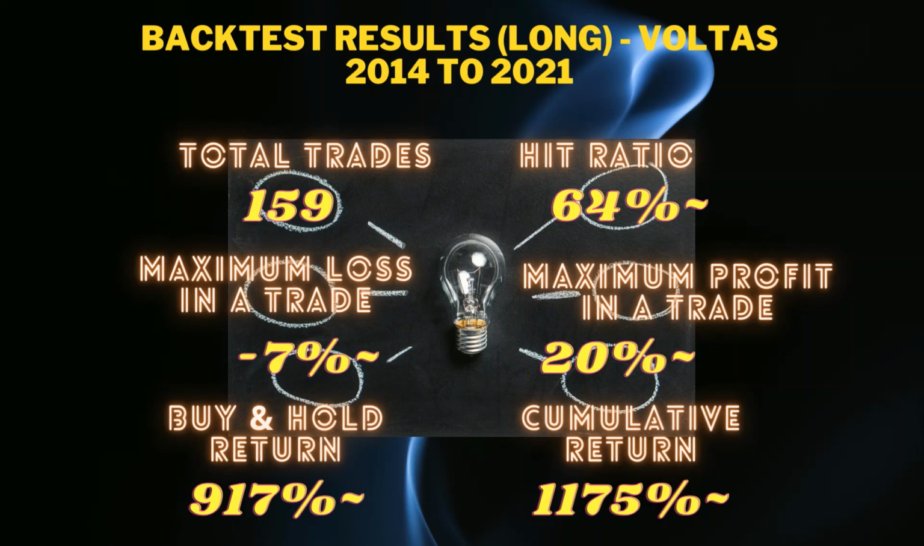The maximum profit in a trade was 20%. The cumulative return the strategy generated was 1,175%. And if you take a look at the buy and hold return, which is nothing but you buy the stock at the start of the period, which is 1st of Jan 2014, and if you sell at the end of the period on 31st of December 2021, you would have earned 917%.